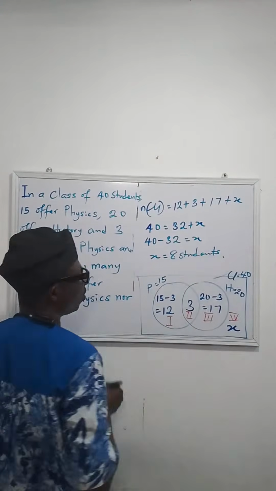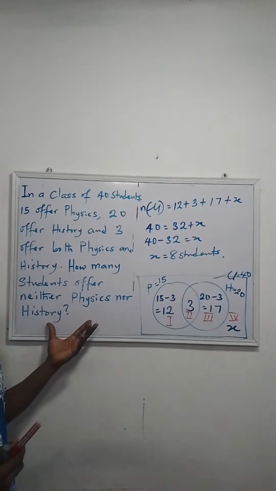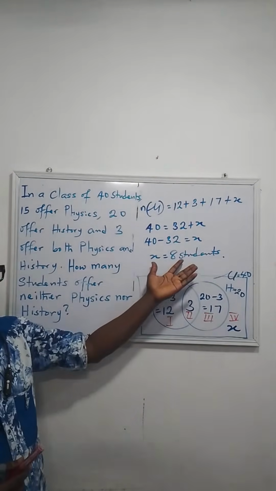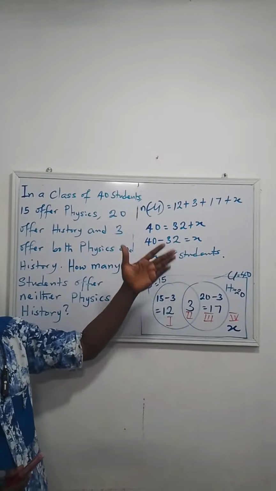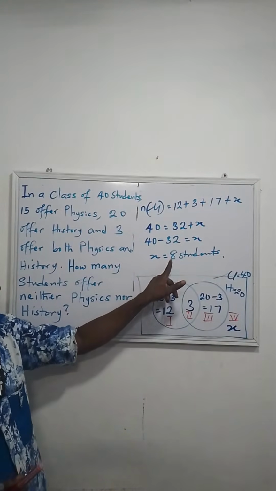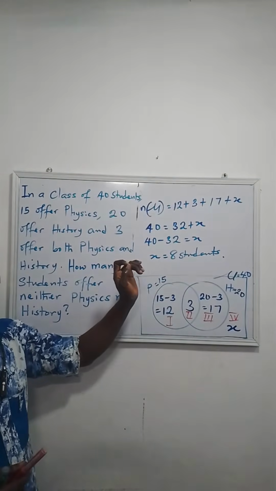Okay, so the number of those that offer neither of the subjects is 8 students. Don't forget to always put your unit, very, very important. Whenever you're answering a question, always remember to put your units. No unit, you lose a point.